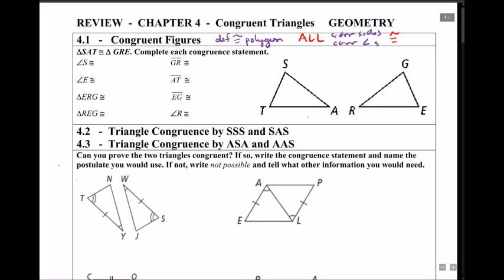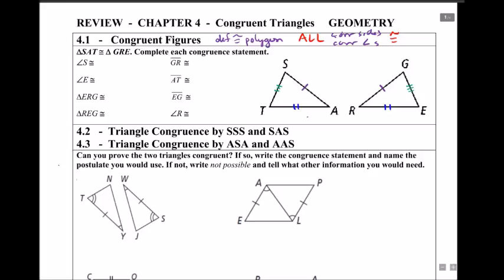So the first thing I'm going to do is mark my congruent sides and angles. So I use my congruent statement. My first side is SA, is congruent to my first side, which is GR. And then I do AT is congruent to RE. And from T back to S is congruent from E back to G. There are my congruent sides.